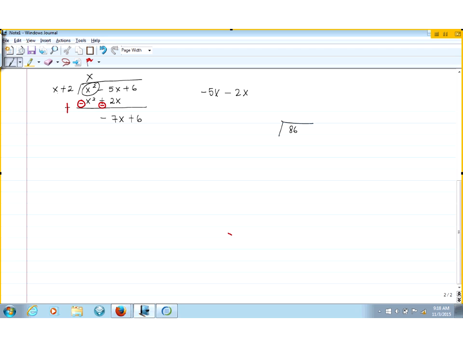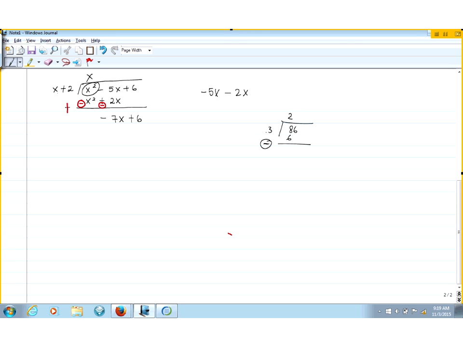So remember when we did 86 divided by 3. 8 divided by 3 is 2. Then we multiply: 2 times 3 is 6. And then this is supposed to be subtracted, so 8 minus 6. So here it is negative 5x minus 2x. Yes, it's a fraction, not addition. Good question.